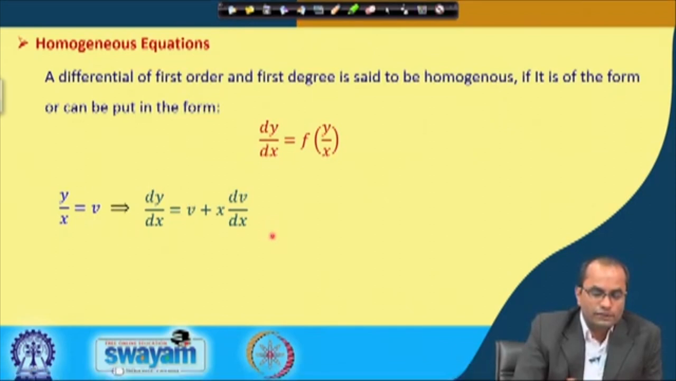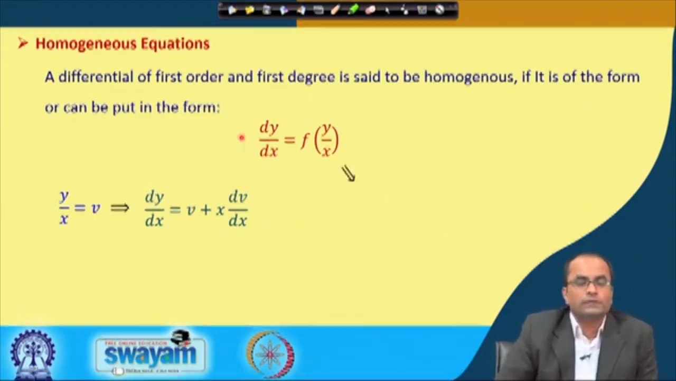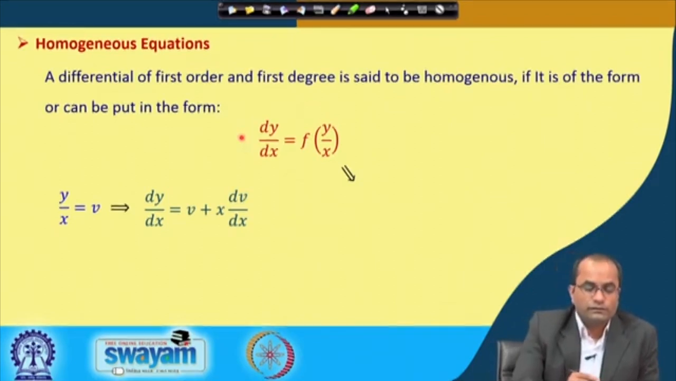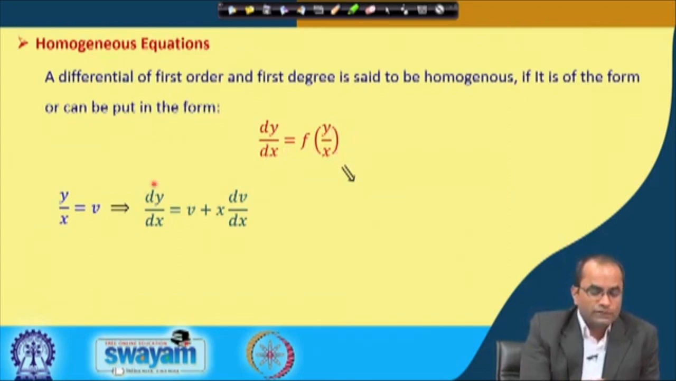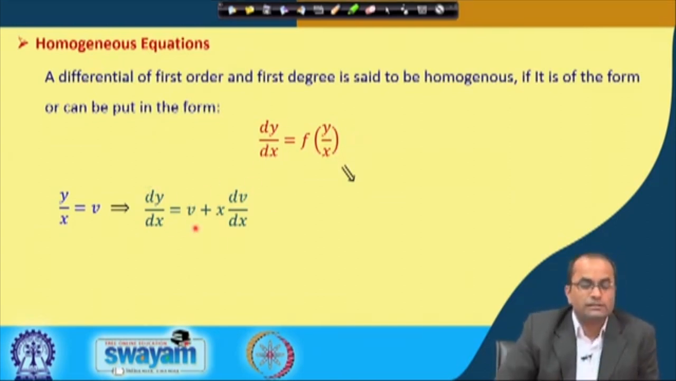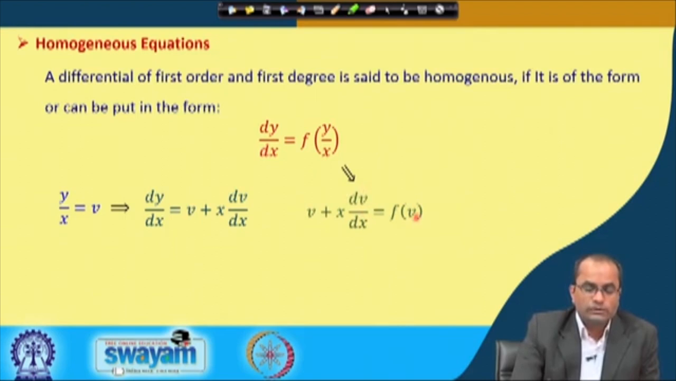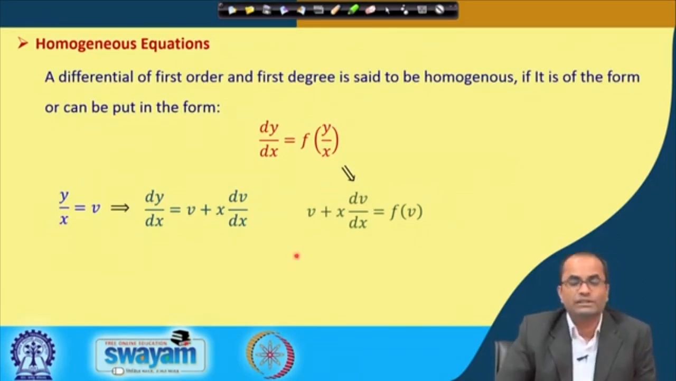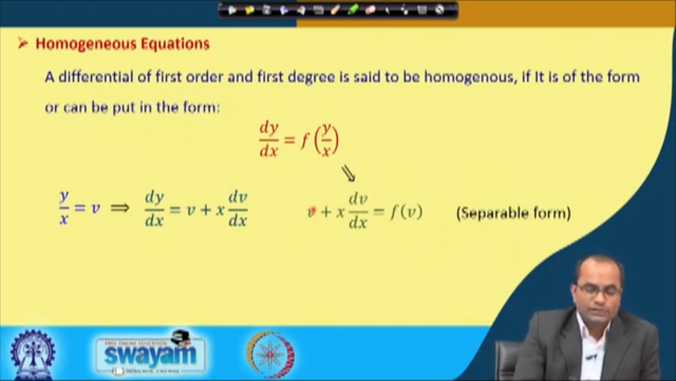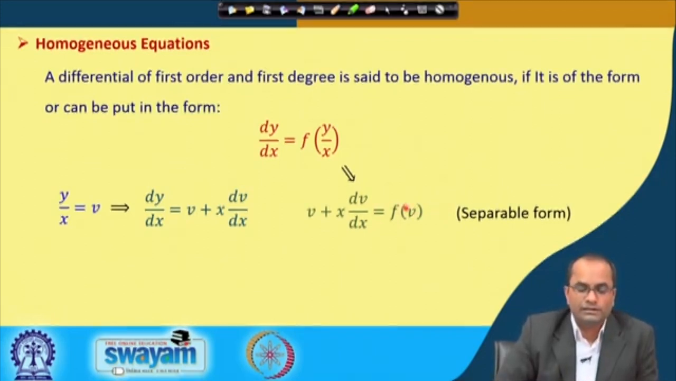So, dy over dx is equal to v plus x dv over dx. Having this relation now, we can convert our equation, which was given in the form dy over dx equal to a function of y over x. So, dy over dx will be replaced by v plus x dv over dx. Here v plus x dv over dx is equal to the function of v, because y over x we have assumed as v. So, this is a new equation, which is again in separable form, because this v we can take to the right hand side. So, we have f of v minus v.